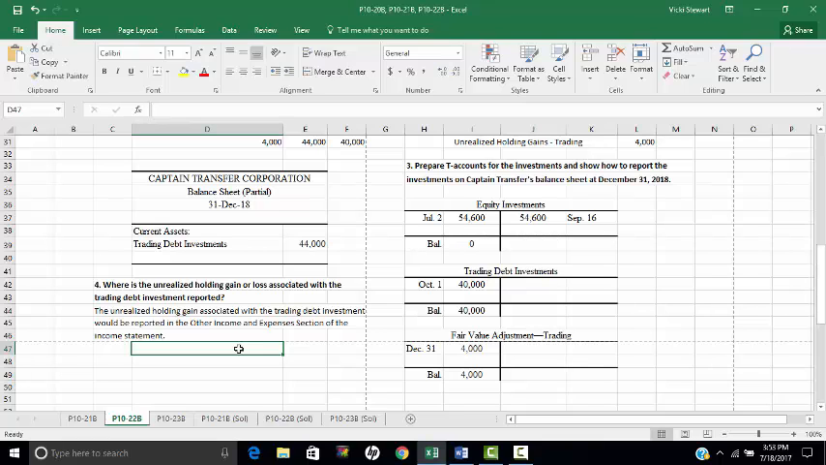Part 4 asks, where is the unrealized holding gain or loss associated with the trading debt investment reported? That unrealized holding gain that's associated with the debt would be reported in the other income and expenses section of the income statement. And that is the conclusion of the demonstration for problem 10.22B.